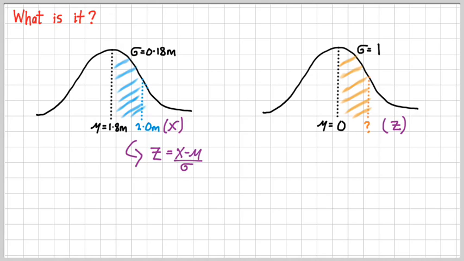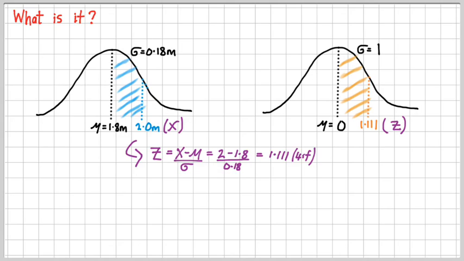So the normal distribution is denoted by x, so that 2.0 meters, we're going to call that the x value, and the question mark we're going to call the z value, which is related to the standard normal distribution. So that formula we saw before is used to find the z value, and you may wish to consult one of the previous episodes to get your head around this if it's not familiar to you.